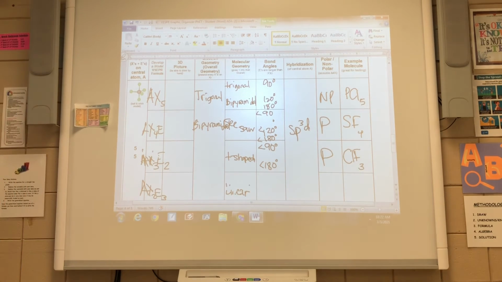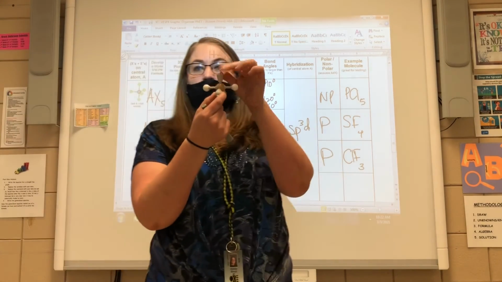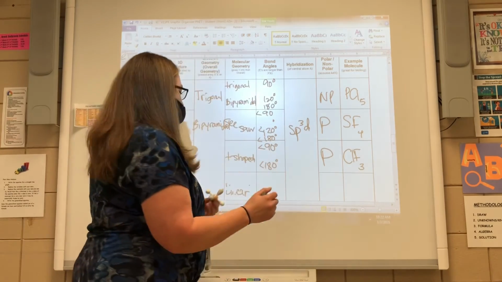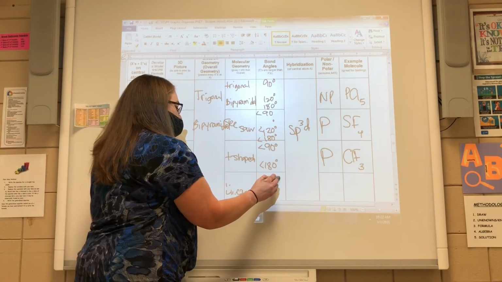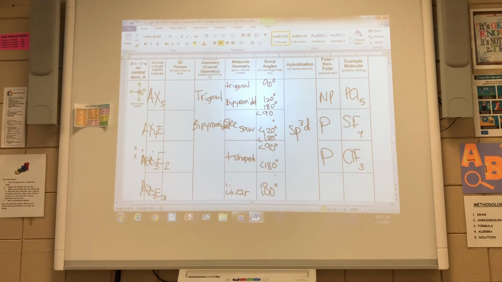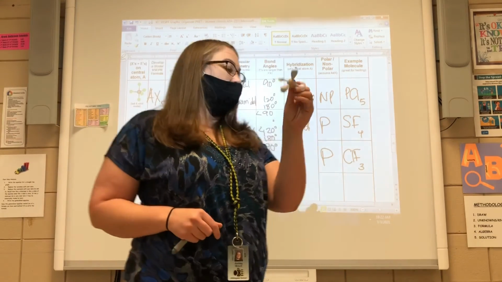180. And this one is actually going to be 180 because it's all equally spaced. These electrons are all equally spaced, so you're going to actually have 180 degrees here. So would you say that this is polar or is it non-polar? That one is non-polar.